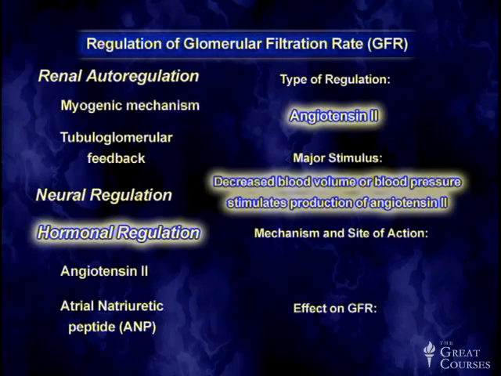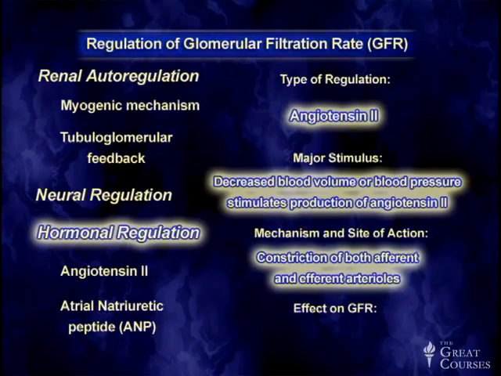When we have a decreased blood volume or blood pressure, it stimulates the production of angiotensin 2, constricting both sides of the loops in the arteriole, and again will decrease GFR. Now all of these, as you can see, have decreased the GFR.